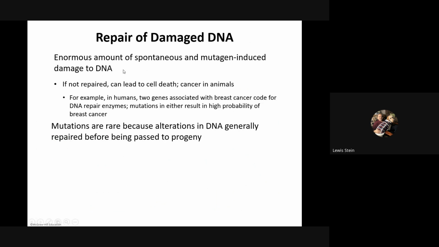So again, large amounts of either spontaneous or in the presence of a mutagen like radiation or ultraviolet light. Okay, so this is one of those things. For example, in humans, two genes associated with breast cancer, you've all heard of them, the BRCA genes, code for DNA repair enzymes. So if you have one of these, you're a higher risk for breast cancer. Breast cancer is horrible. We're talking about typically about 1 in 7 women have to deal with that. It's a nightmare. Okay. If you have both of them, your odds are substantially increased.